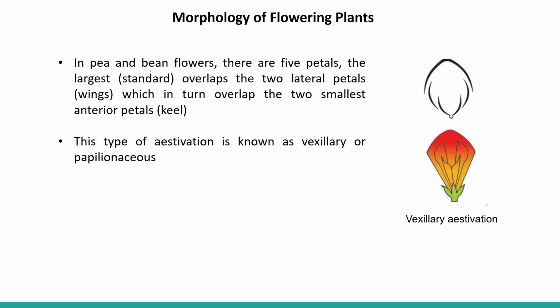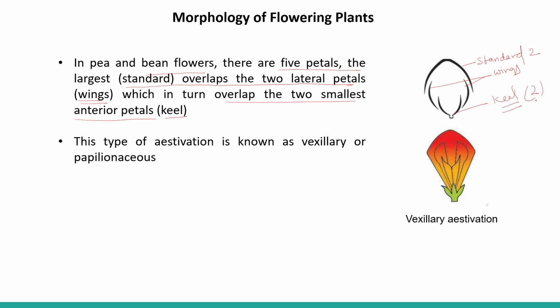Next, in pea and bean flower, there are 5 petals. The largest, the standard, overlaps the lateral 2 petals, which are called wings, which in turn overlap the 2 smallest interior petals, which are called the keel. So here this is the standard, and this is the wings, and this is the keel.